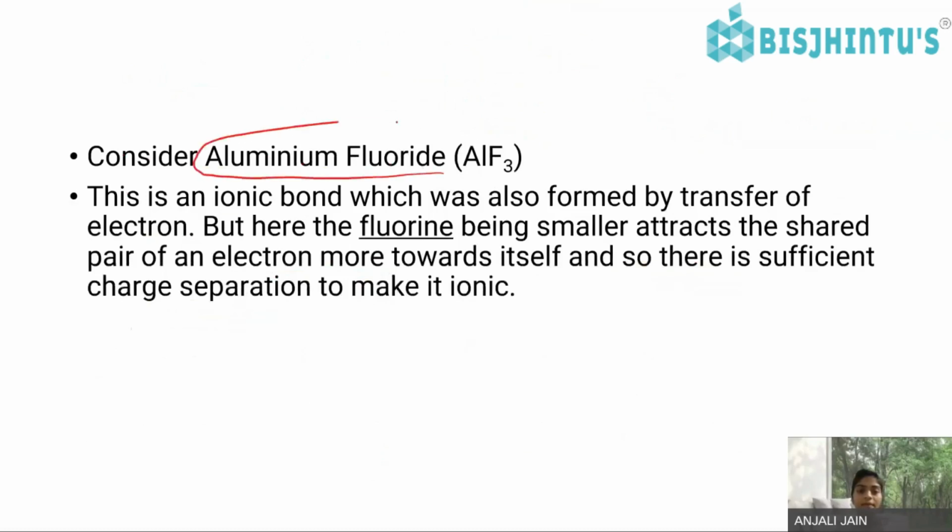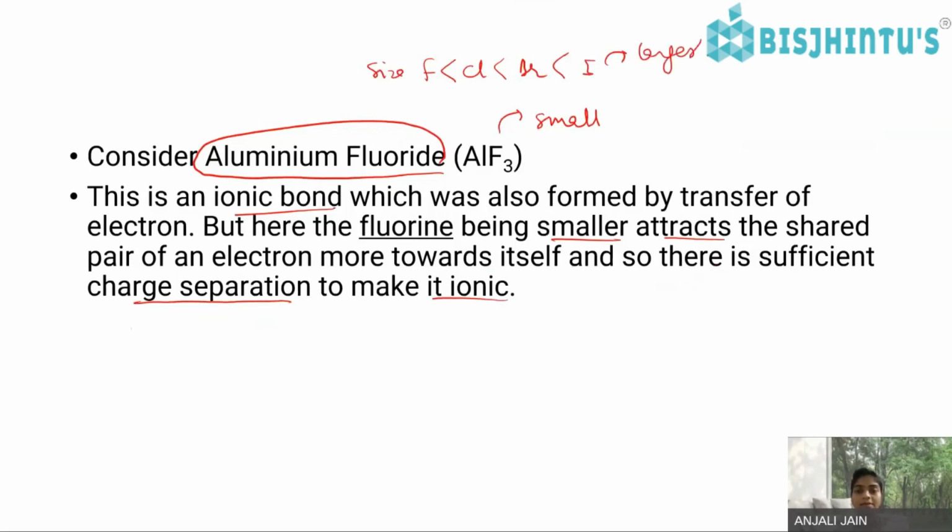Now, if I take the example of AlF3, the ionic bond, which is also formed by the transfer of electrons, but the fluorine here is smaller, attracts the shared pair of electrons more towards itself, and thus there is sufficient charge separation to make it ionic. Now, fluorine has a small size because we know fluorine, bromine, and iodine, iodine in terms of size we are taking, is the largest size in halogen, and fluorine has a small size. Okay, so due to small size, Z effective increases. Okay, it is the nuclear charge.